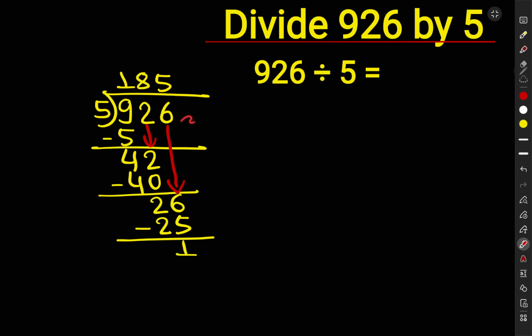So now we have no other number to put down. So we take a decimal here so that we can put 0. So it is 10 and 5 times 2 is 10. On subtracting we get 0. So 926 divided by 5 is 185 decimal 2.